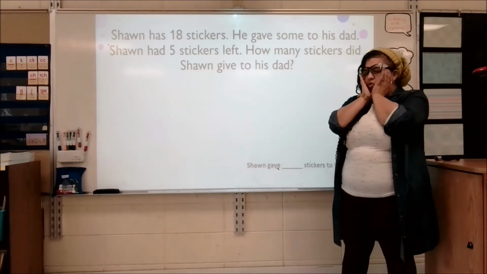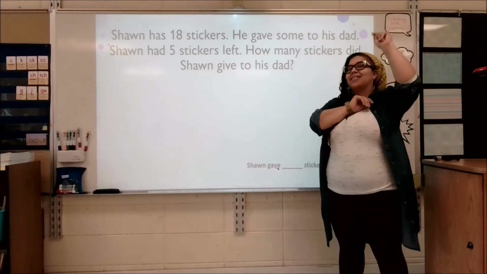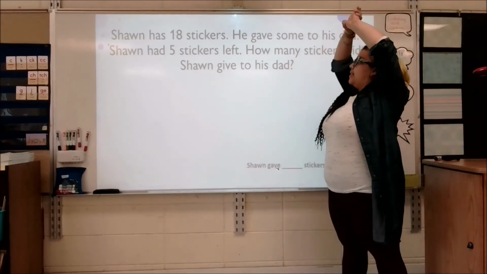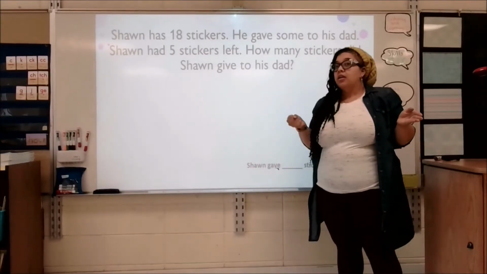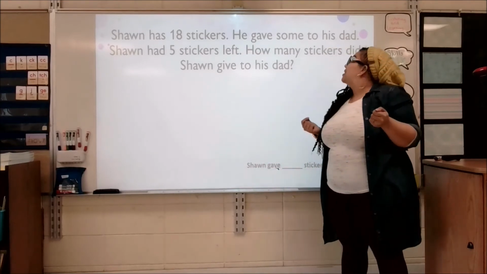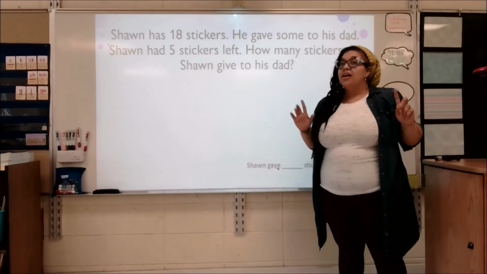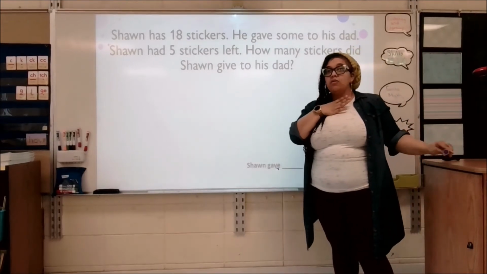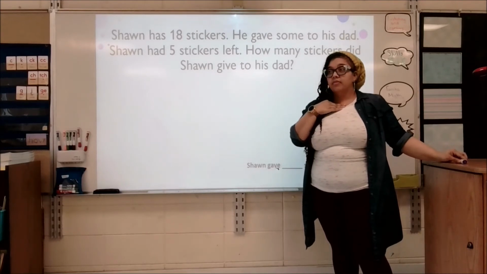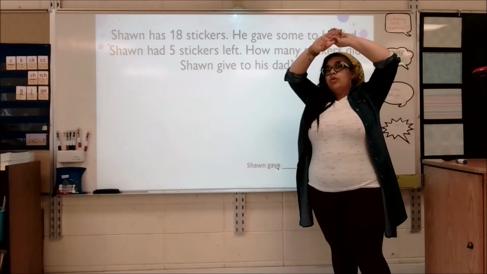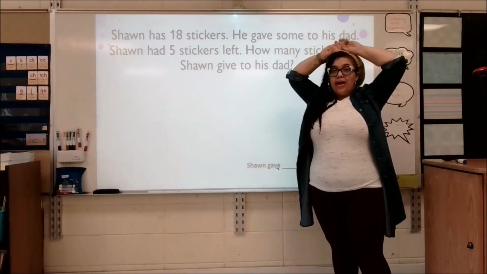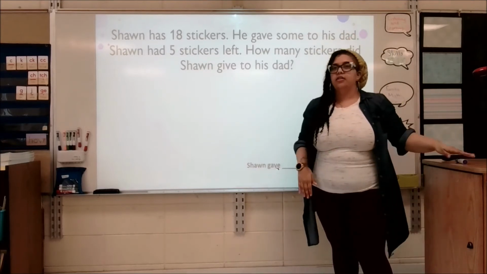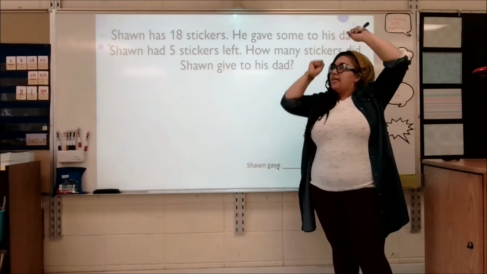Alright, let's reread the problem, because it's read, reread, draw, and label, write numbers and words. So Sean has 18 stickers. He gave some to his dad. Sean has 5 stickers left. Okay, to me, that sounds like I'm starting with the whole, which usually, typically means that we're doing what? Adding or subtracting? Subtracting, good.